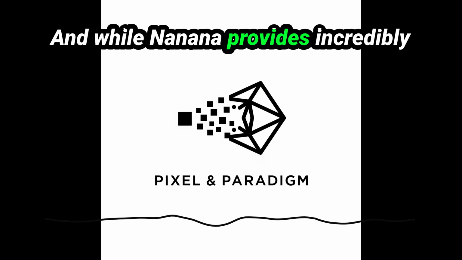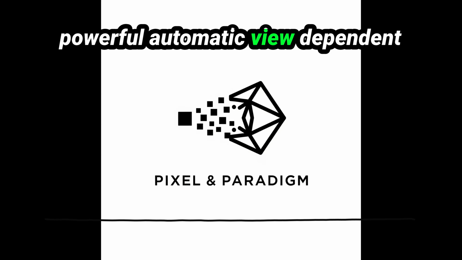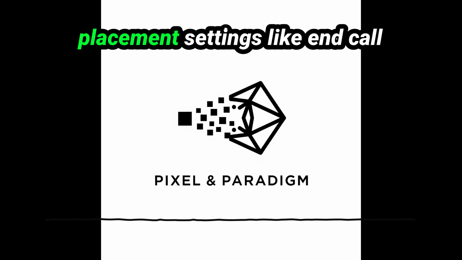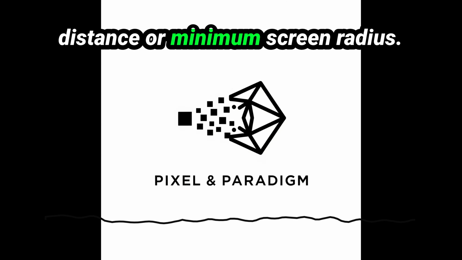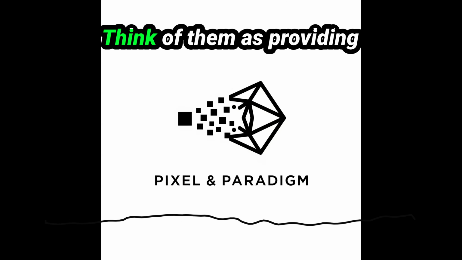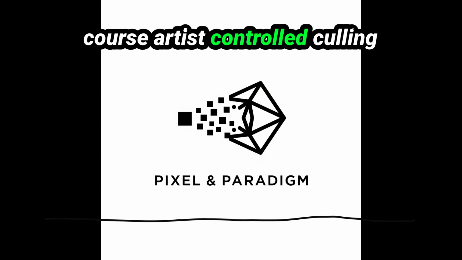And while Nanite provides incredibly powerful automatic view-dependent culling and level of detail based on screen size, traditional foliage placement settings like end cull distance or minimum screen radius are not obsolete. You should still absolutely use these. Think of them as providing coarse, artist-controlled culling.